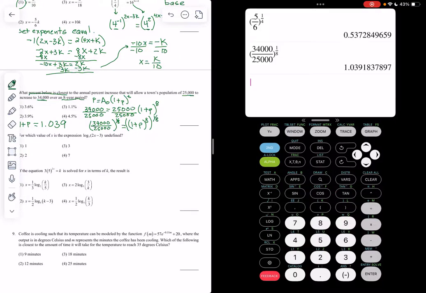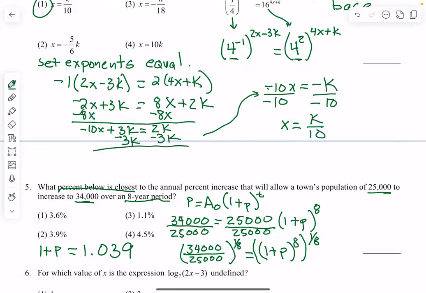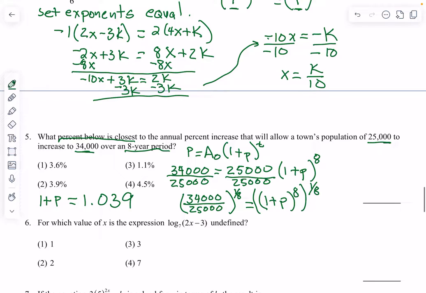Okay? Now, the first part is the number. This second part is, if you subtract 1 from each side, you end up with P is equal to 0.039. Okay, but we're going to move it into a percent by multiplying by 100. So it's number 2, 3.9.